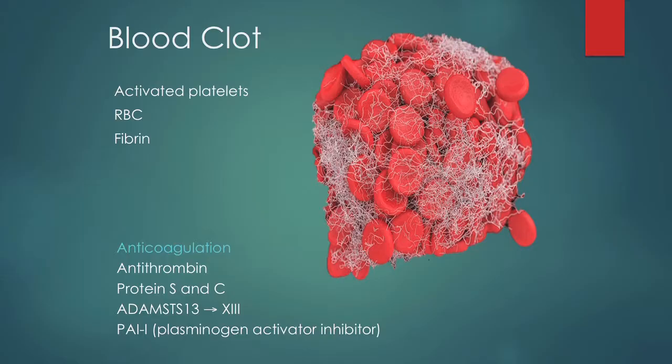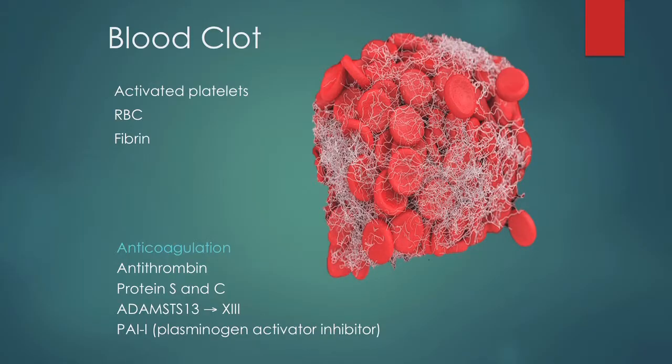So just a brief reminder about coagulation. We know what a blood clot is. It's formed by activated platelets, red blood cells, and fibrin, which bonds the clot. And then we have certain anticoagulation factors, which are antithrombin, protein C and S. We have ADAMTS13 and PAI, which is the plasminogen activator inhibitor.